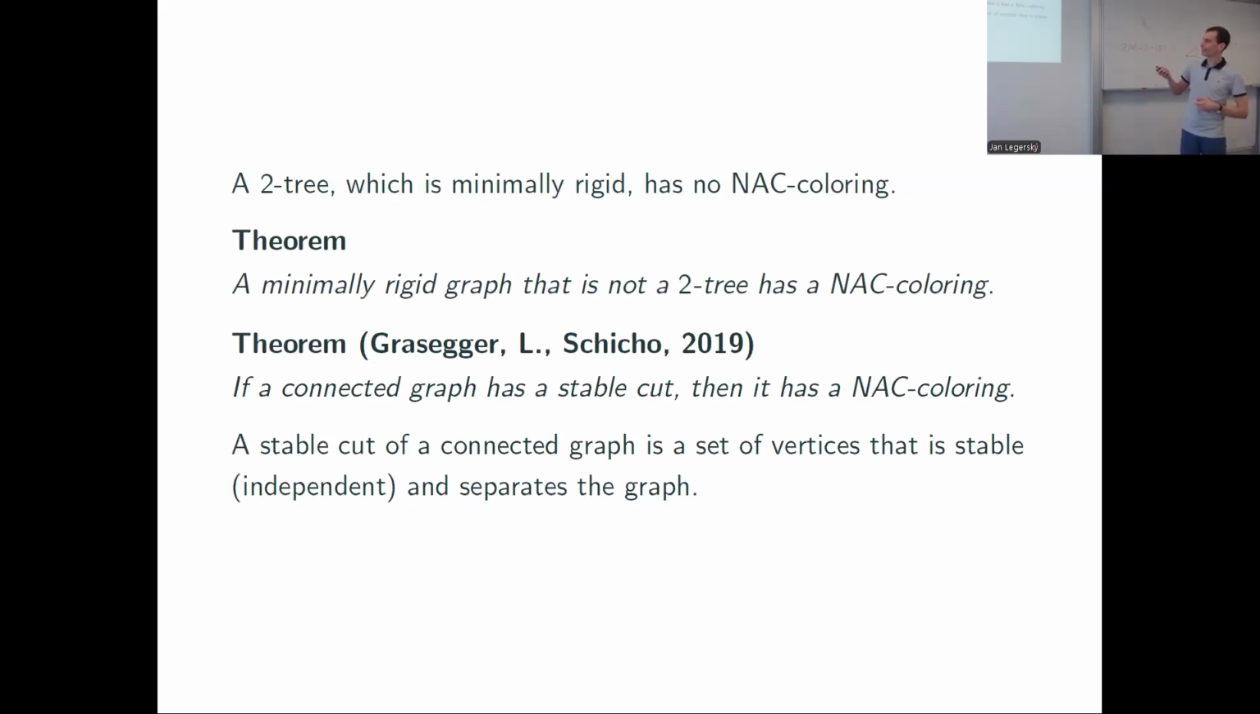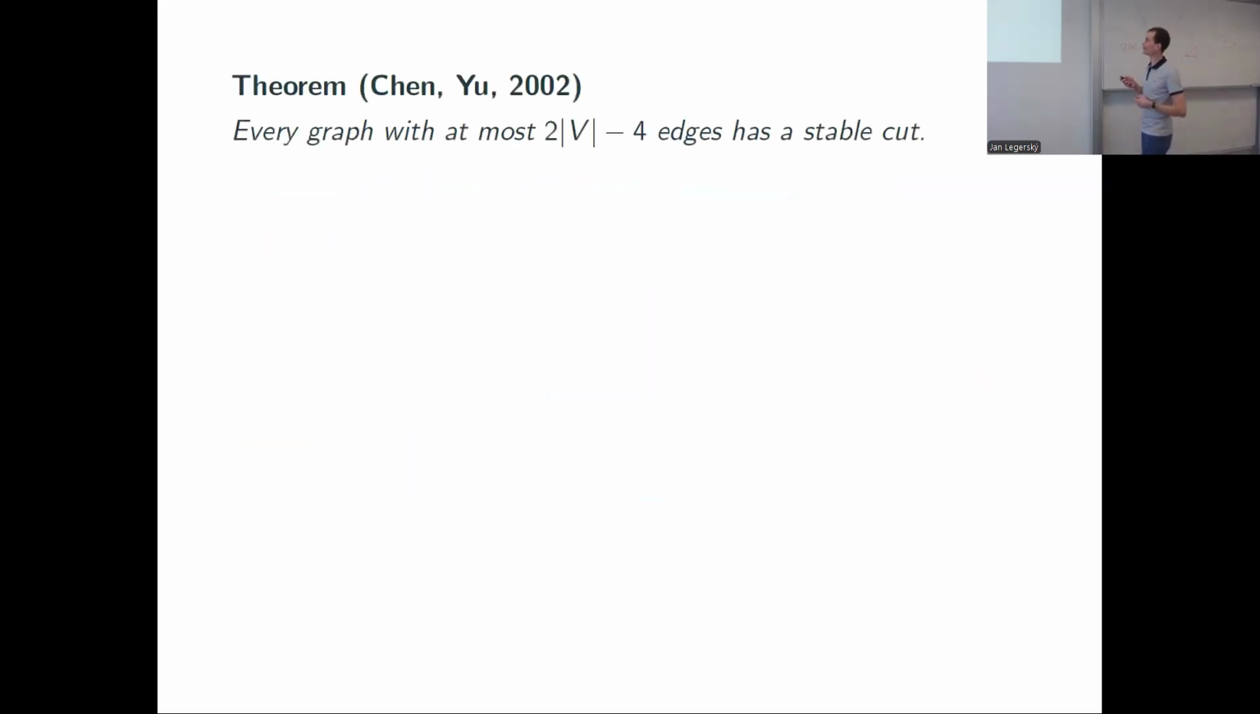So we did know this ingredient. What we didn't know for a long time was this result, and one I will show in a moment, how it is with graphs with few edges, whether they have stable cuts or not. So Chen and Yu proved that they called it fragile graphs if there exists a stable cut. So that if a graph has at most this number of edges, then there is always a stable cut.